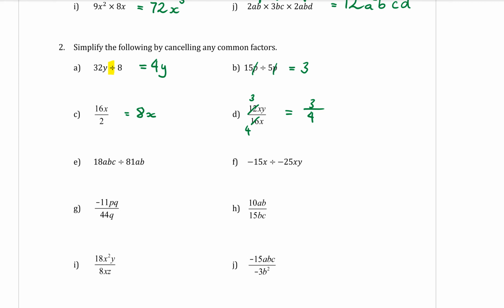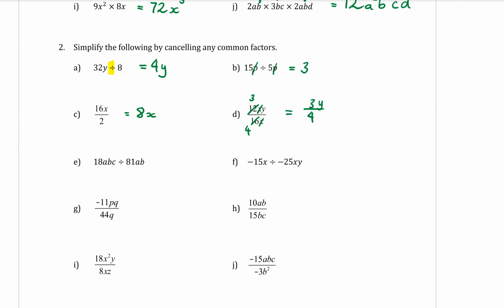All right, once we have simplified the numbers, then we're looking at our letters. So the X on the top and the X on the bottom. If there's one on the top, one on the bottom, they cross off. But there's still a Y there. The Y is on the top, so it's going to go up here with the 3. 3Y over 4.